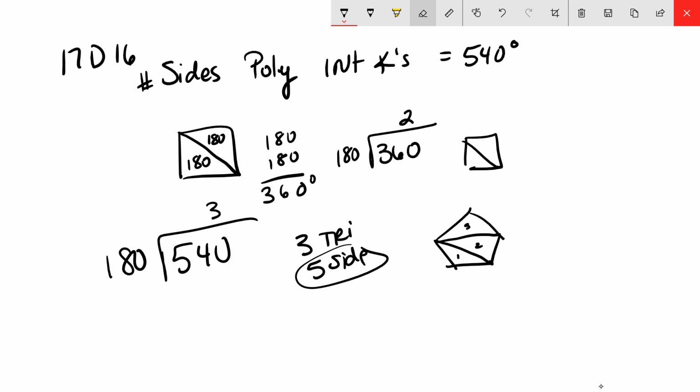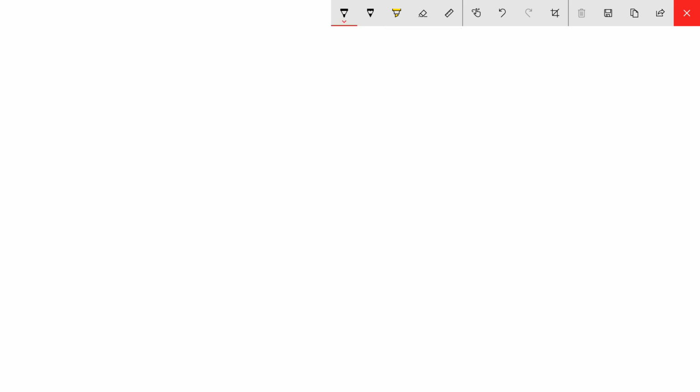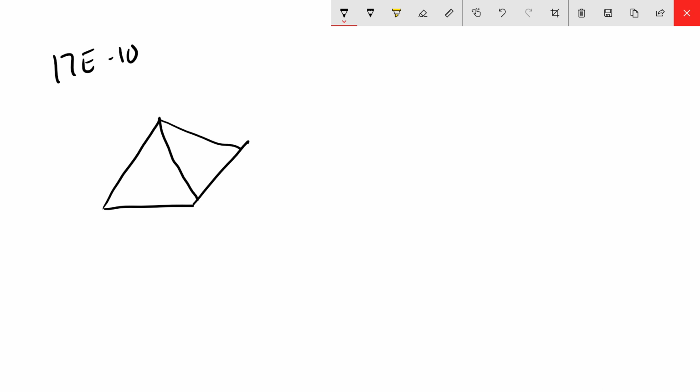All right, the other one that we're going to work out here is exercise 17E, number 10. In this 17E number 10, they're looking at us finding the volume of a solid. So we've got a pyramid here. Here's the front of my pyramid, here's the side of my pyramid.